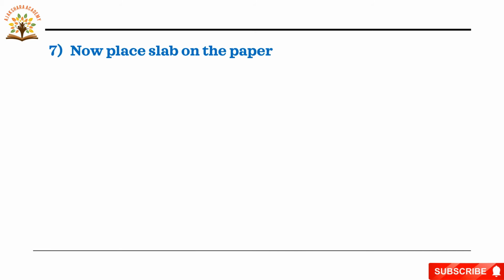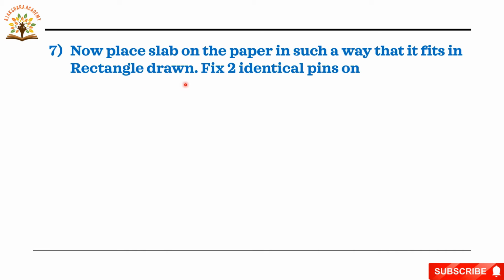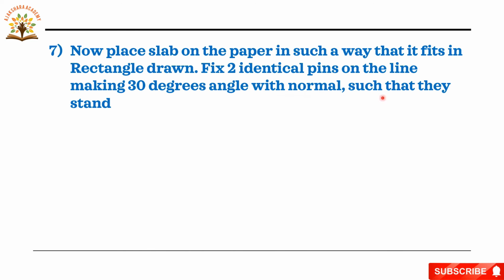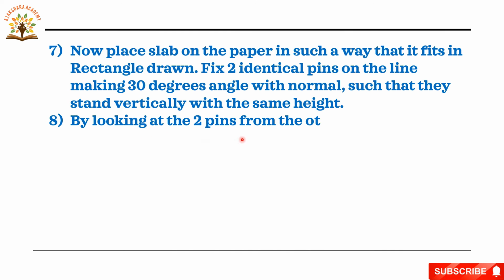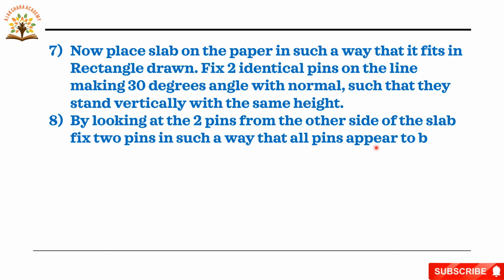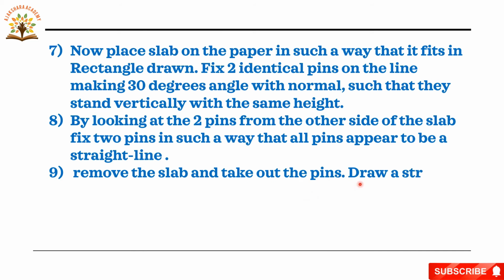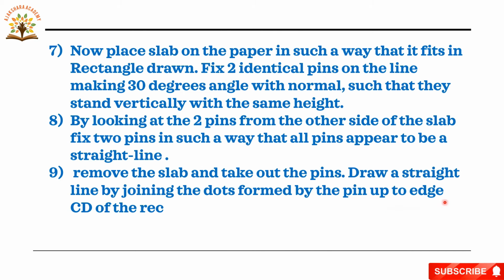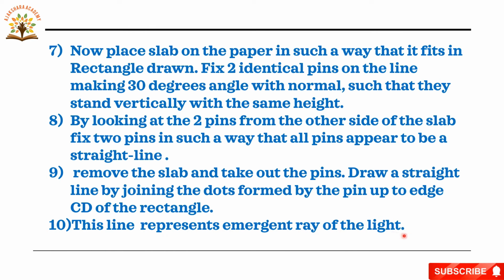Next, place the slab on the paper in such a way that it fits in the rectangle drawn. Fix two identical pins on the line making a 30 degree angle with the normal, such that they stand vertically at the same height. By looking at the two pins from the other side of the slab, fix two more pins in such a way that all the pins appear to be in a straight line. Remove the slab and take out the pins. Draw a straight line by joining the dots formed by the pins up to the edge CD of the rectangle. This line represents the emergent ray of the light.